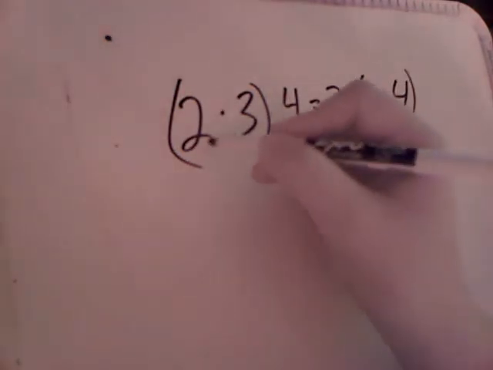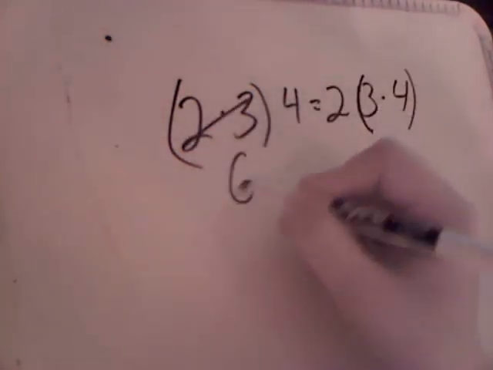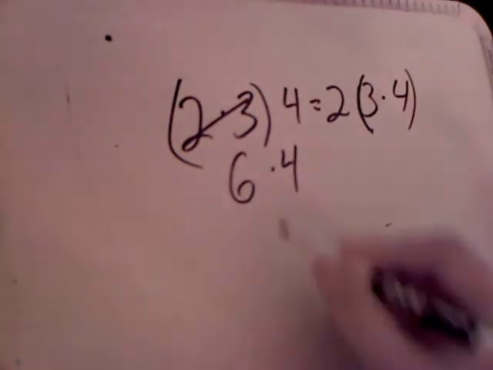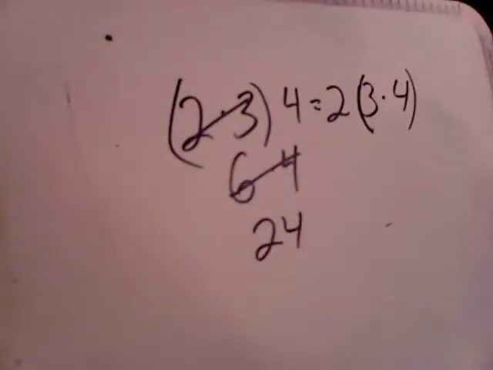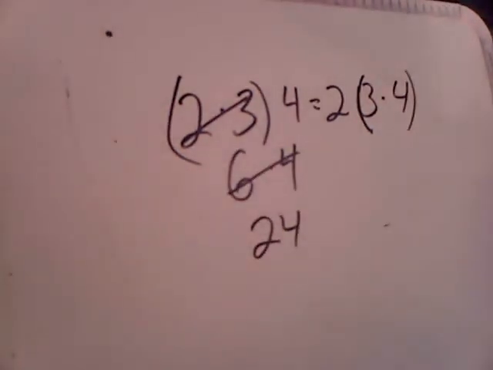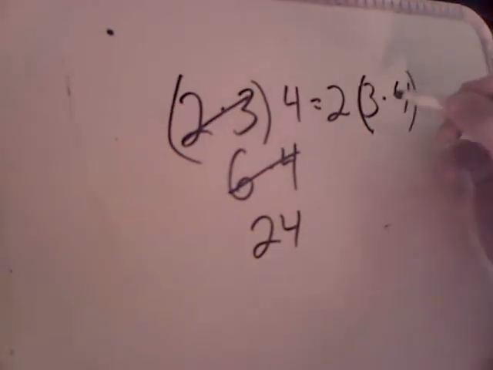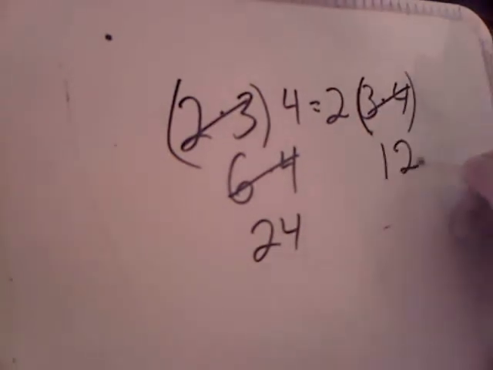So we're going to do what's in the parentheses first. 2 times 3 is 6 times 4. 6 times 4 is 24. Let's solve the problem on the other side and see if we get the same thing. 3 times 4 is 12.